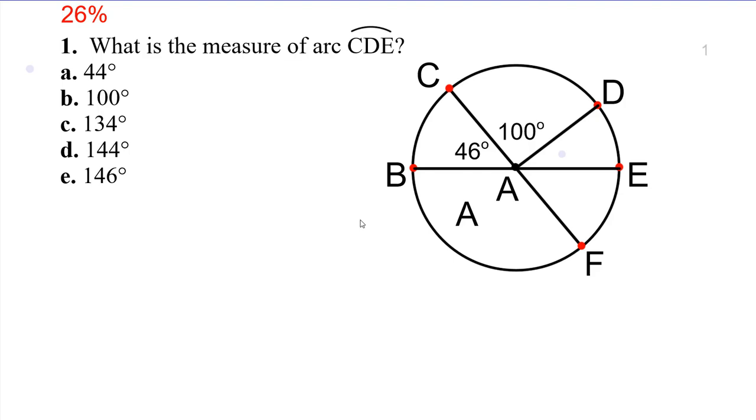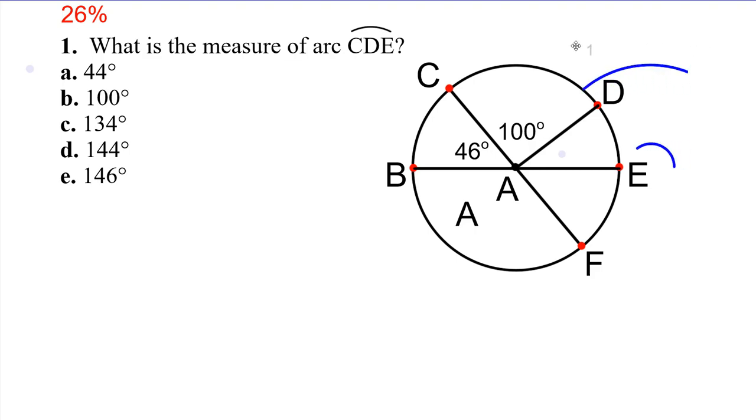All right, so on number 1, you can see 26% of us missed this one. It says, what's the measurement of arc CDE? So first thing we want to do if we're marking out an arc CDE, notice how this one has 3 letters. Just like it takes 3 points to define a plane, it takes 3 points to define a semicircle or a major arc. So in this one, we go C, D, and E. So we start at C, we go the shortest distance to D. So we're going to go clockwise instead of going counterclockwise all the way around. So C, D, and then we're going to end up at E.